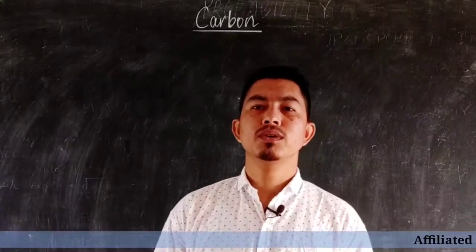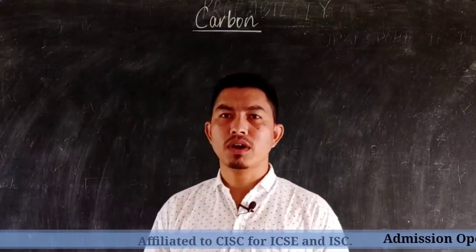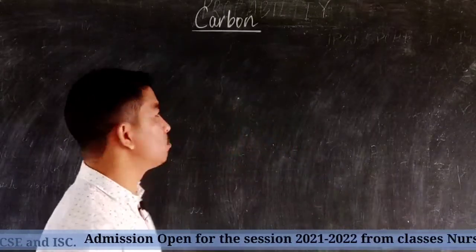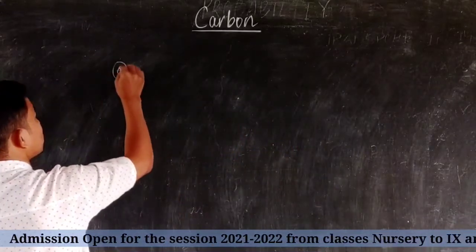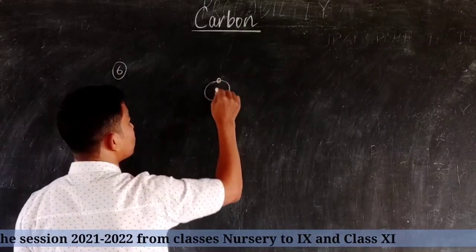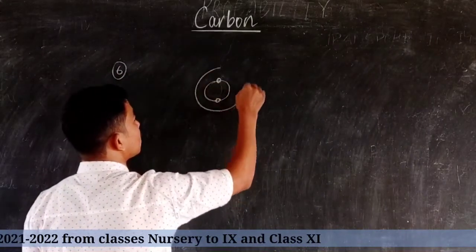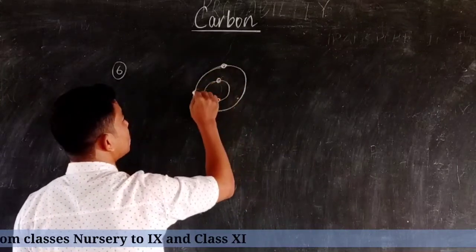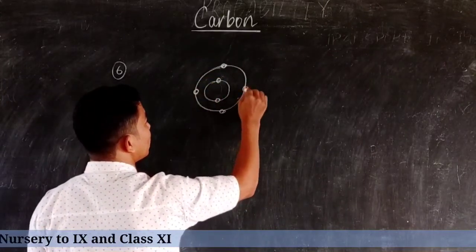In today's video, we'll be learning the last chapter of your chemistry syllabus, that is carbon and its compounds. It is important for us to learn about carbon because, unlike all other elements, carbon has some special properties. Its atomic number is 6. If I draw the atom of carbon, the inner shell has 2 electrons, and the last shell has 1, 2, 3 and 4 electrons.